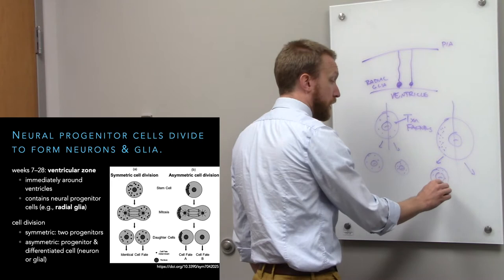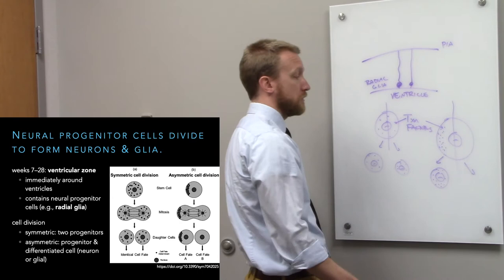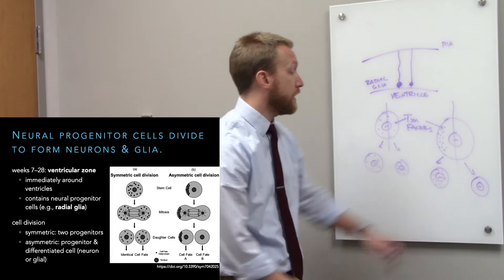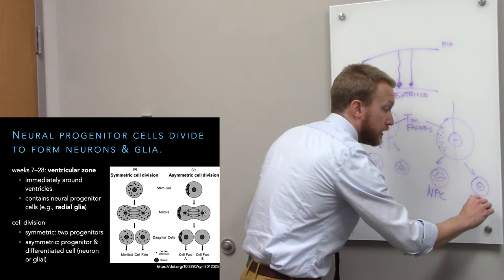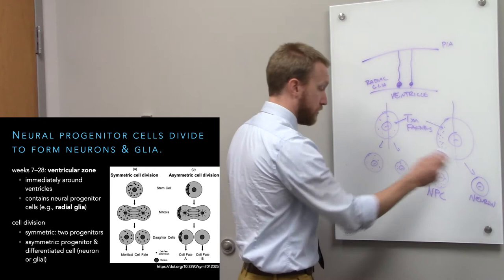One of them will remain a neural progenitor cell because it has those transcription factors. That's the little purple dots. The other one doesn't get them. So it's going to adopt a very different cell fate. So this will stay a neural progenitor cell. This will become a neuron. It's going to exit the cell cycle and form a newborn neuron.